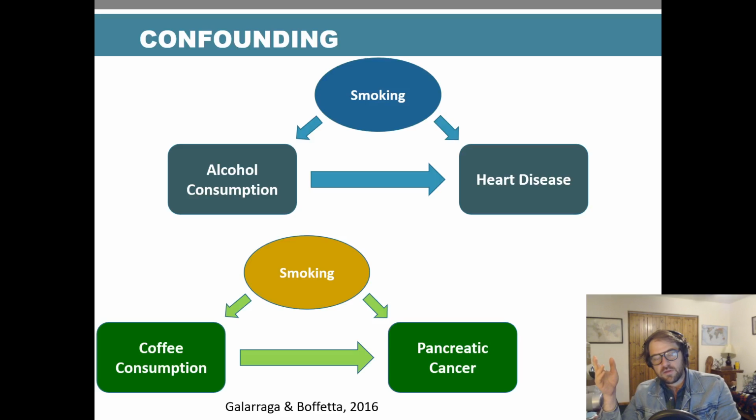A couple actual examples of this are alcohol consumption and heart disease. Now, if you do a study where you take a whole bunch of people and you measure only alcohol consumption and heart disease, it looks like people who drink more have more occurrences or are at greater risk of heart disease. But when you also ask about smoking, what you find out is that smoking is correlated with alcohol consumption and smoking is correlated with heart disease. So once you get rid of that association, the correlation between alcohol consumption and heart disease goes away.